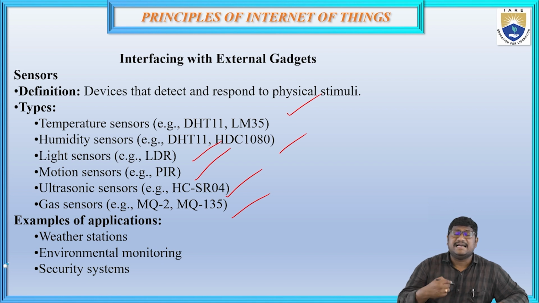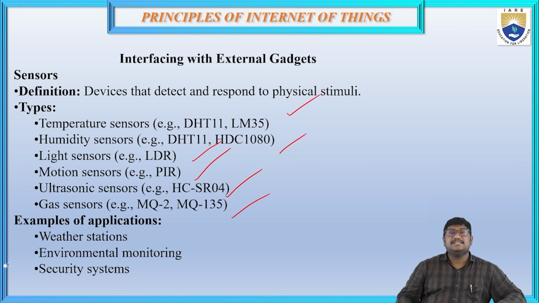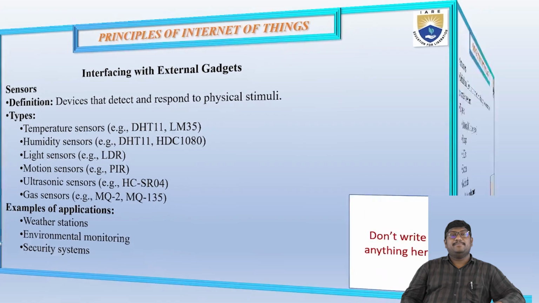And what are the different kinds of examples related to applications? The best applications are weather applications, environmental monitoring, and security systems. These are the three best applications which utilize external gadget communication.